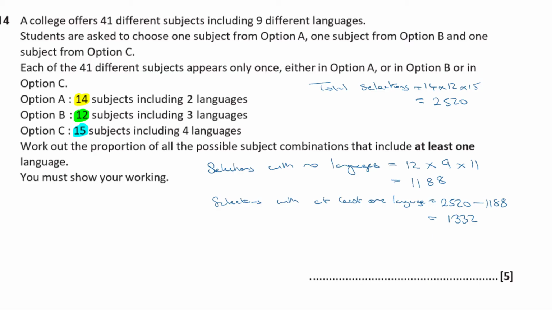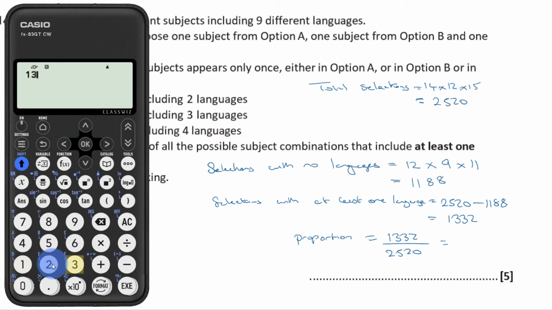Then the proportion is going to be the 1332 that have at least one language in it over the 2520 total that we have. Does that cancel down at all? But write that as a fraction.